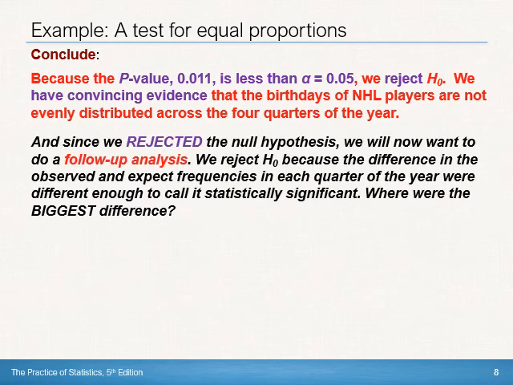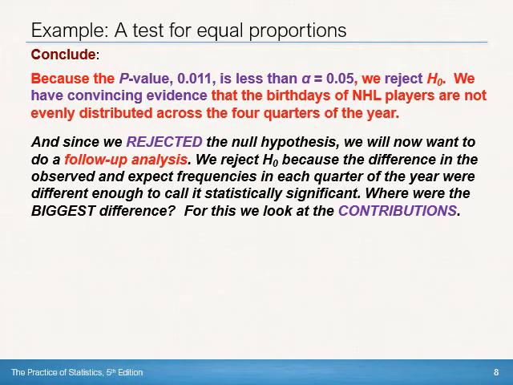Okay, so this is not all we want to do in this case, but since we rejected the null hypothesis, we want to do a little bit of a follow-up analysis. We want to know, okay, where were the differences? In other words, we rejected it because the differences in the observed and expected values in each of the quarters were, in general, big enough to create a chi-squared statistic large enough to cause us to reject the null hypothesis. So we want to know where those biggest differences are. And so we'll use that contributions to do this.